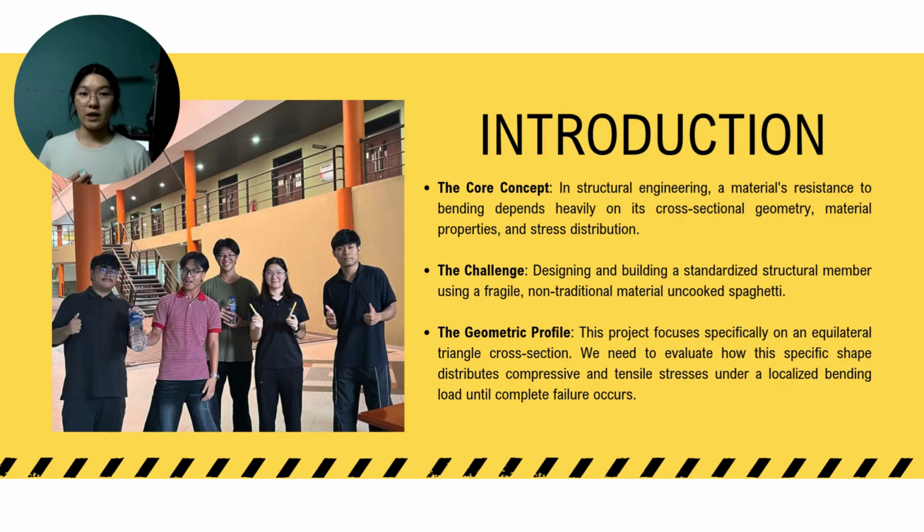In this project, we are asked to design and build a standardized structural member using a fragile, non-traditional material, which is uncooked spaghetti. This project focuses specifically on an equilateral triangle cross-section, and we need to evaluate how this specific shape distributes compressive and tensile stresses under a localized bending load until complete failure occurs.